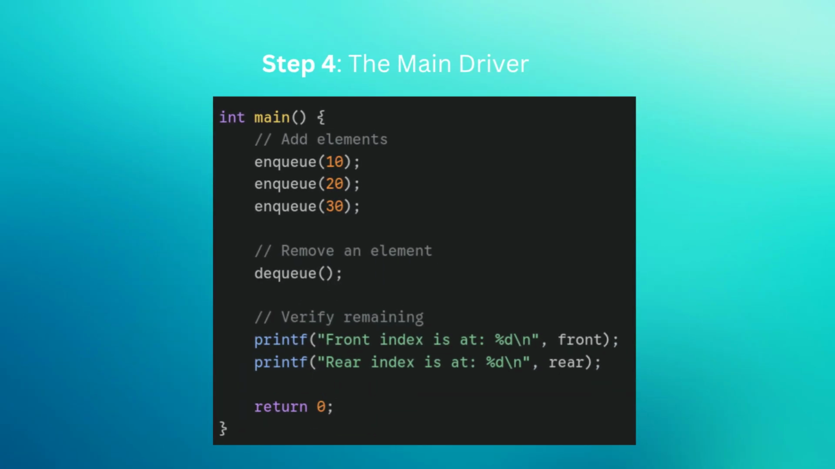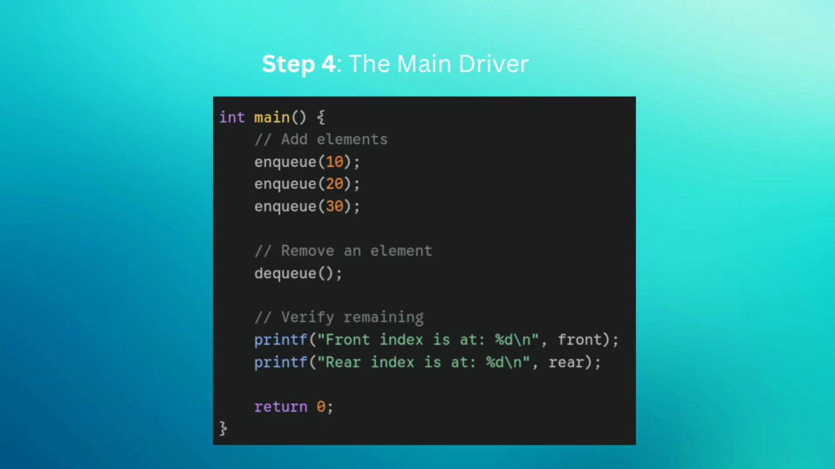Step 4, which is the final step, is to create a main function. So let's finally test it. Now let's define our int main. Then add our enqueue here, the value is 10, another enqueue 20, another enqueue 30. So we'll be adding 3 elements into the array items.